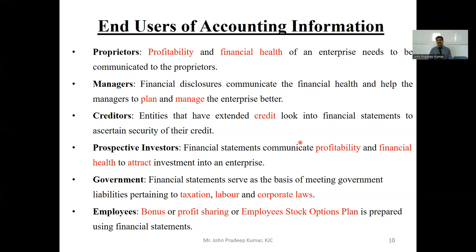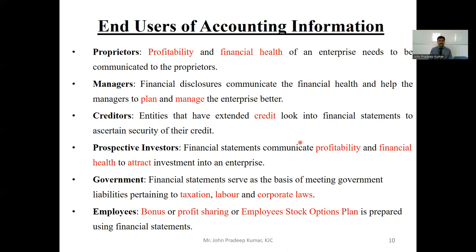And the government, obviously, wants to know whether the company is able to meet all the government statutes and regulations in respect of taxation, labor laws, and corporate laws. And the employees will be very much interested to know whether, at the end of the year, after working so hard, they are going to get any bonus, or whether the company is going to share the profit, or whether they are going to get ESOP, employee stock option plan, whether the company is able to give it to us.